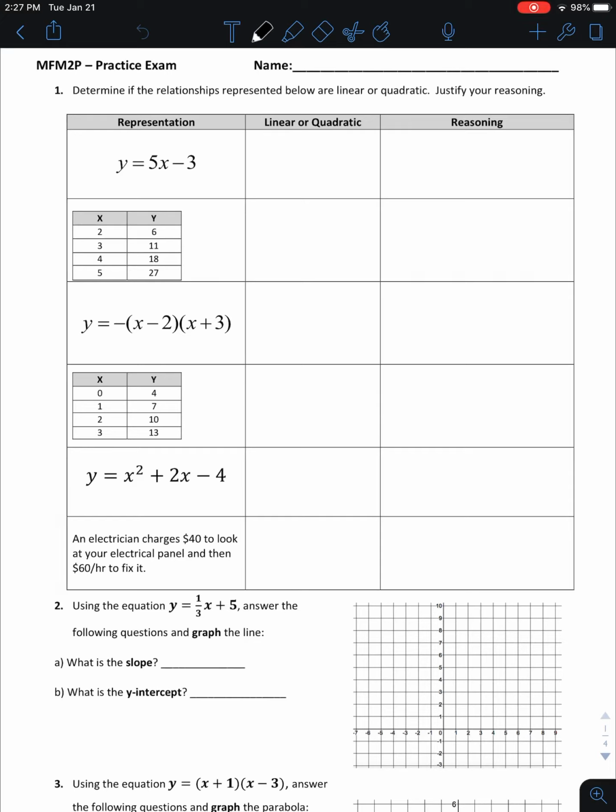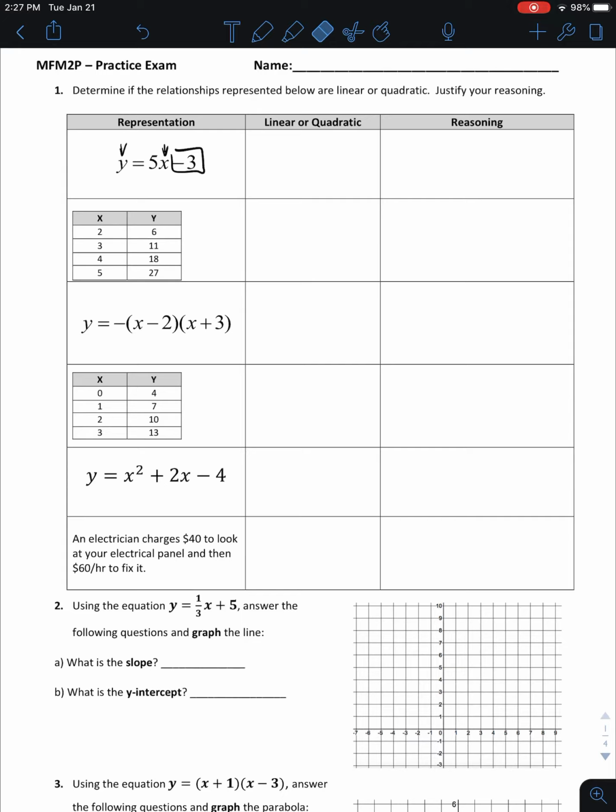You always want to ask yourself, what happens if I plug in x equals 0? In the event that I plug in x equals 0, I'm going to spit out a y value. So if I plug in 0, 5 times 0 is 0, minus 3. That's what's known as the y-intercept, because when I plug in 0, that cancels. So my y value is negative 3.